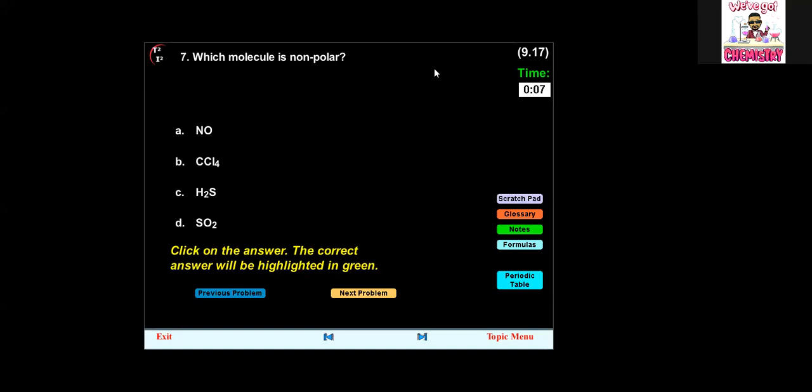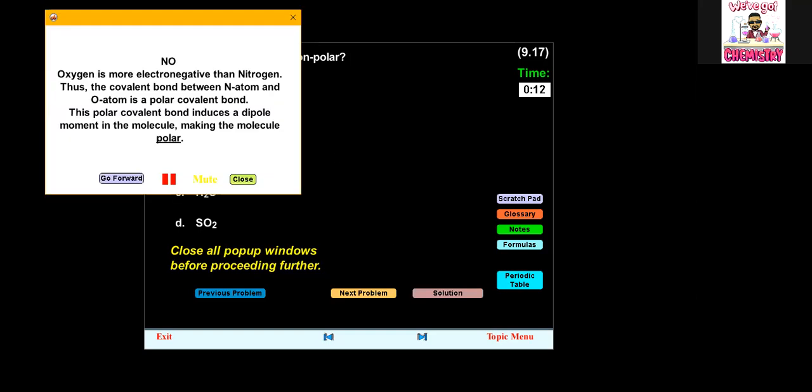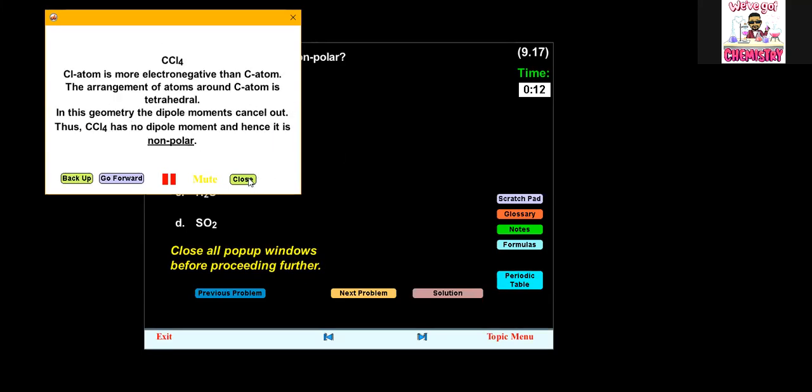Which molecule is non-polar? CCl4. NO: oxygen is more electronegative than nitrogen. Thus, the covalent bond between the nitrogen atom and the oxygen atom is a polar covalent bond. This polar covalent bond induces a dipole moment in the molecule, making the molecule polar.